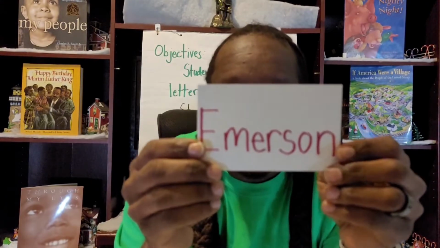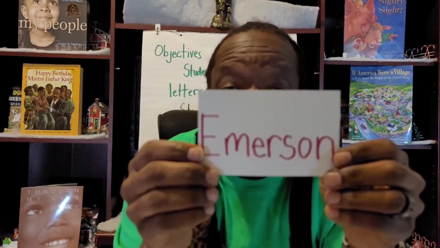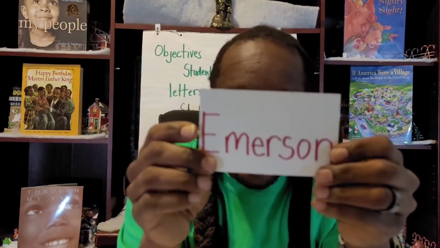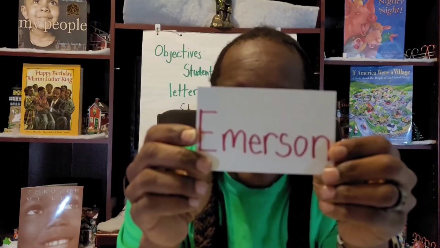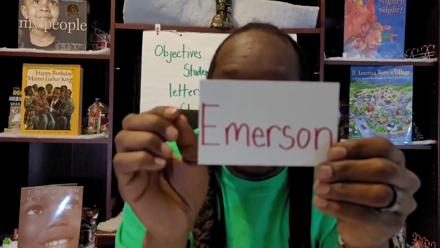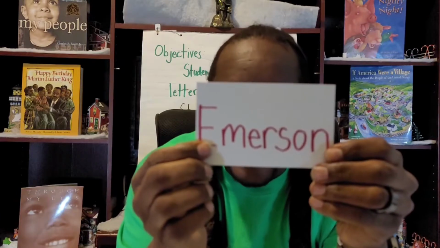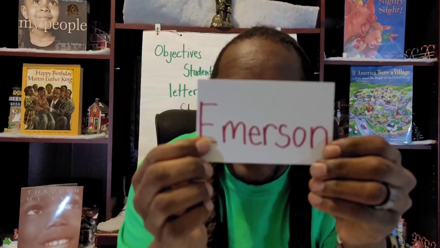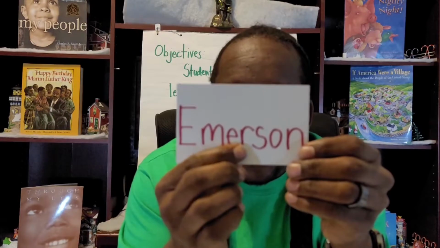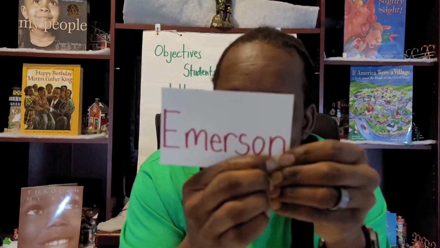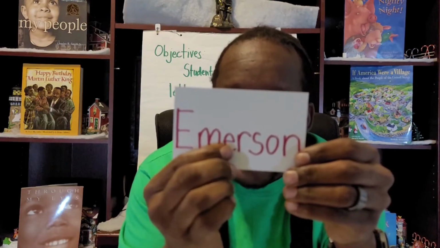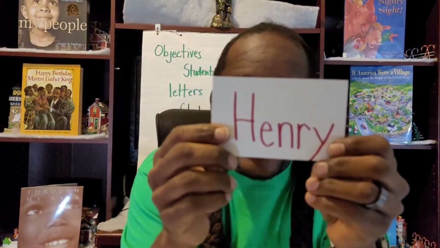And whose name is this? Yes, that's Emerson. Hi, Emerson. Coach Stride told me to tell you hi. Let's spell Emerson. What letter does her name start with? E. Let's spell Emerson. Emerson. Hi, Emerson.